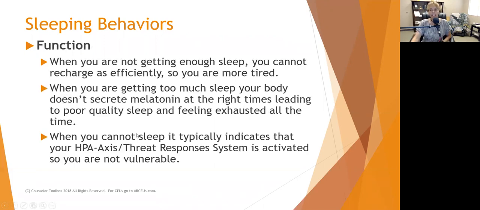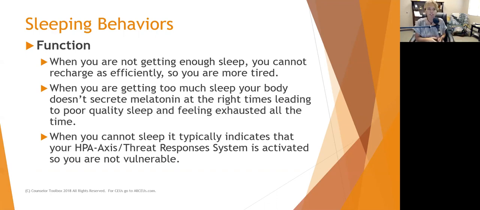When you're not getting enough sleep, you can't recharge as efficiently, so you're more tired. It's kind of like when you're trying to charge your phone and watch a YouTube video at the same time. It doesn't charge nearly as fast. Well, that's what you're doing to your brain when you're stressed and your brain is still going a million miles an hour and your body's trying to rest and relax. When you're getting too much sleep, your body doesn't secrete melatonin at the right times, leading to poor quality sleep and feeling exhausted all the time.